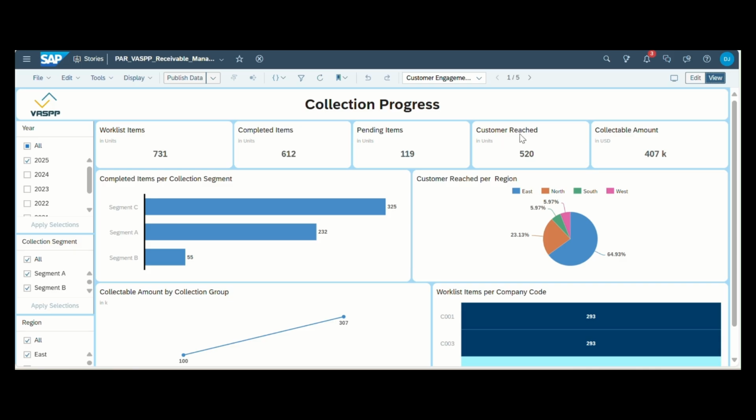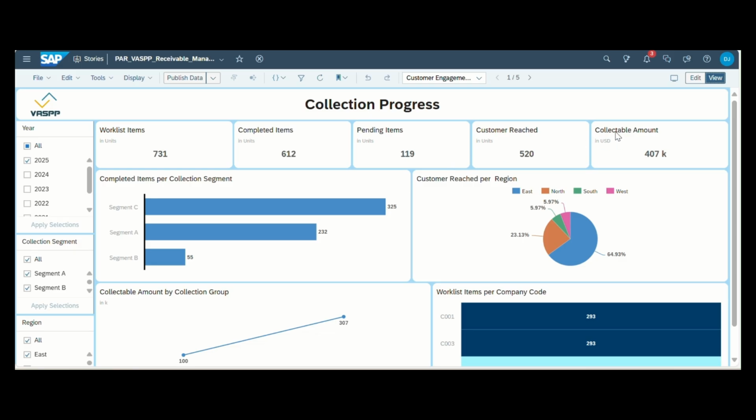Then, customer reached, 520. This highlights the human touch, actual engagement with customers. It's not just a number. It shows if communication is helping accelerate payments. Moving on to pending items, 119. This is your follow-up radar, identifying bottlenecks, stalled negotiations, or disputed amounts.